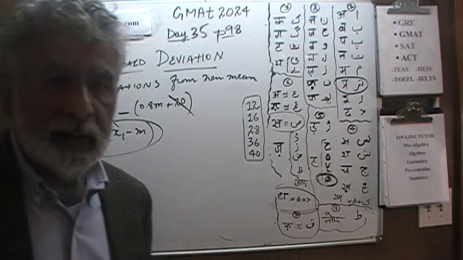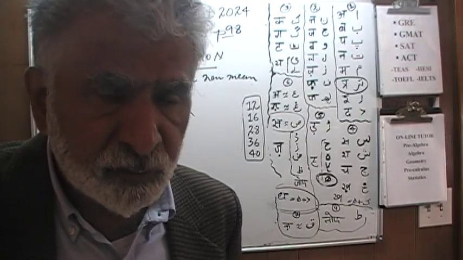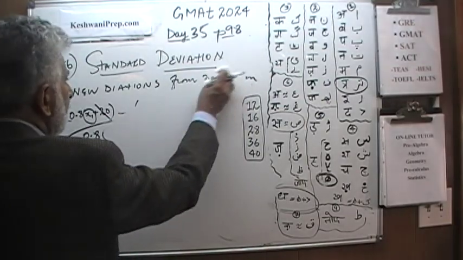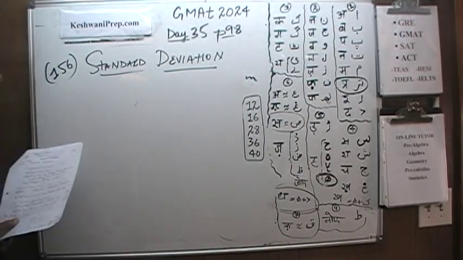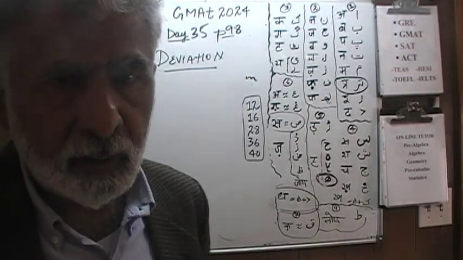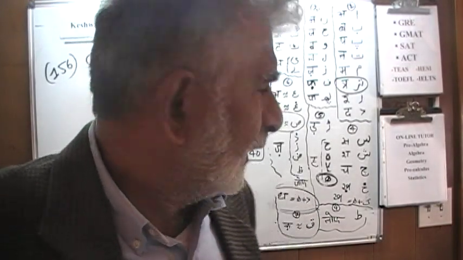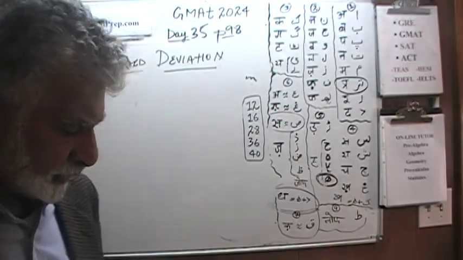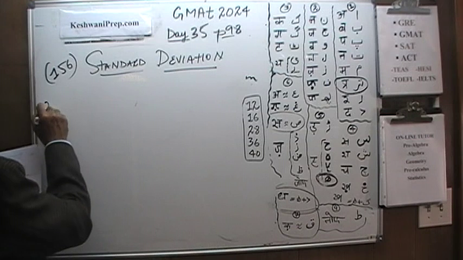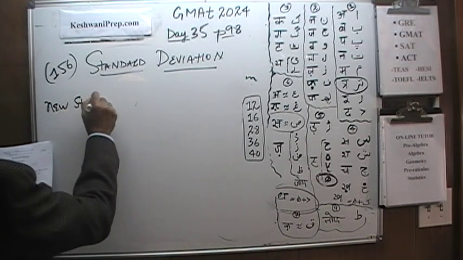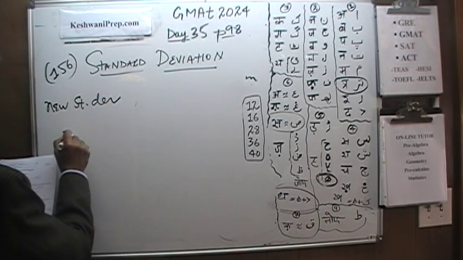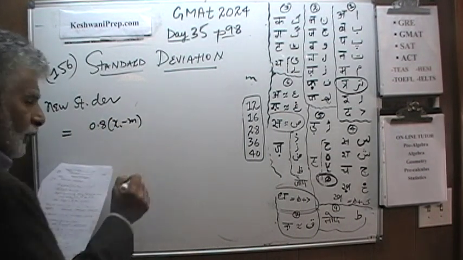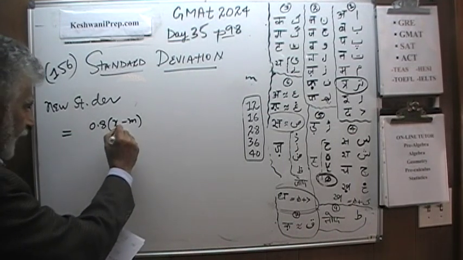Now that we know the deviations for each of the scores from the mean, we can figure out the new standard deviation. There's a lot of talking here, a lot going on here, but if you understand the concept, this question should take no more than 5 seconds if you know what's going on behind the curtain. So here's the new standard deviation, which is simply 0.8 of the score minus the mean. As we all agreed, this is a new deviation, x1.